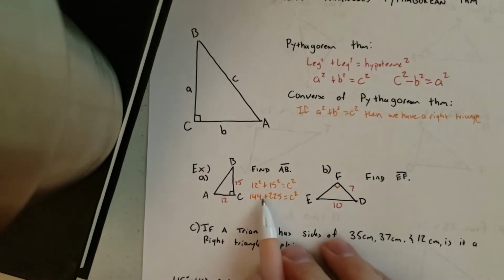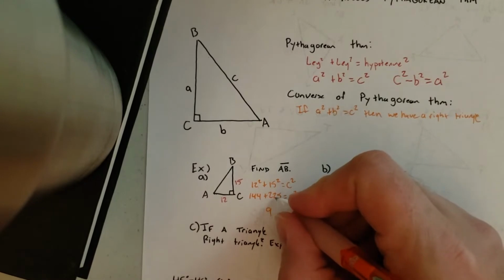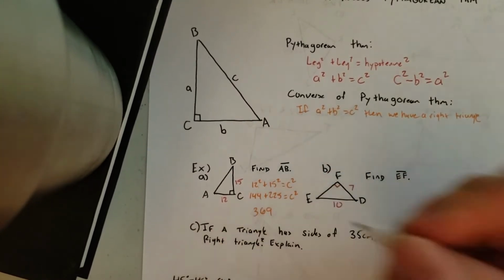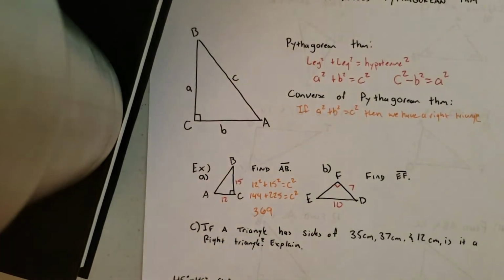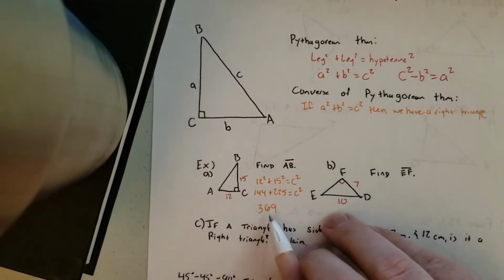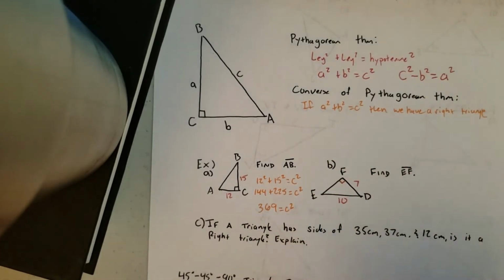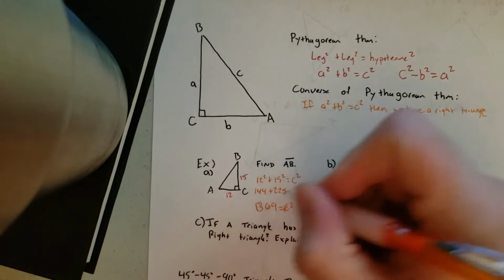Add these together. 5 plus 4, 9. 2 plus 4 is 6. So I get 369. So when we add the 12 squared plus 15 squared, like I said, we get 369. So that equals my c squared. Well, how do we get c by itself? We take the square root.